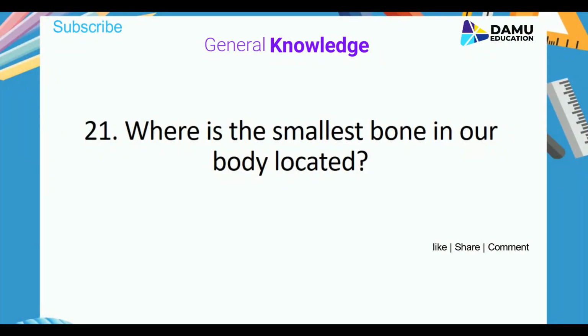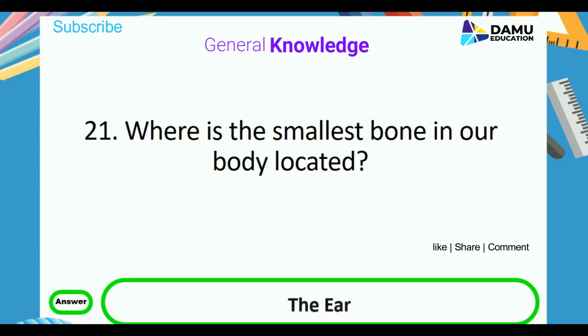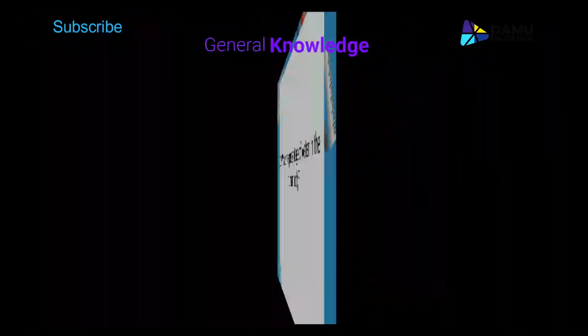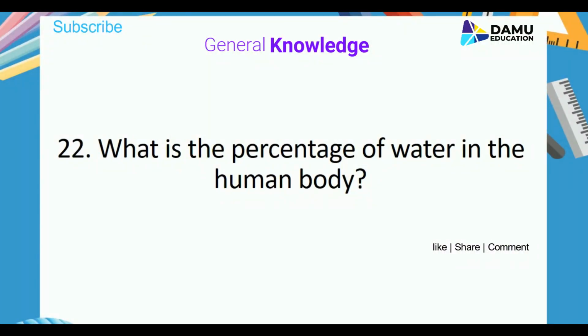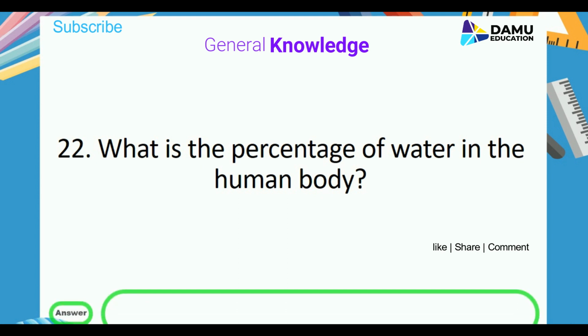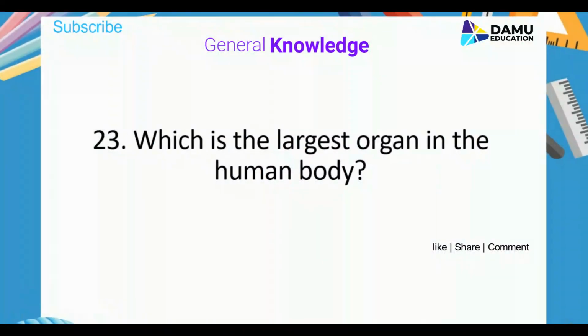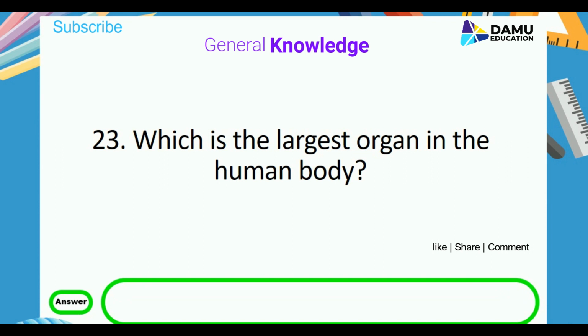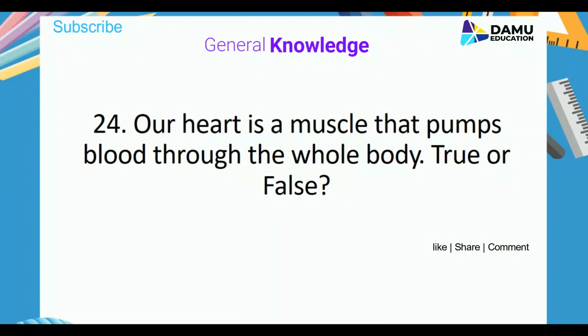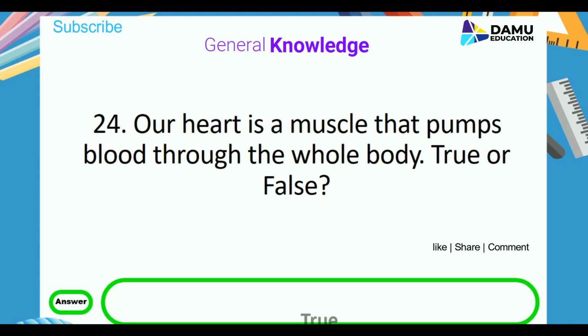Where is the smallest bone in our body located? Answer is the ear. What is the percentage of water in the human body? Answer is 60%. Which is the largest organ in the human body? Answer is skin. Our heart is a muscle that pumps blood through whole body. True or false? Answer is true.